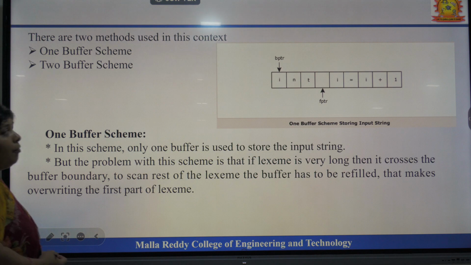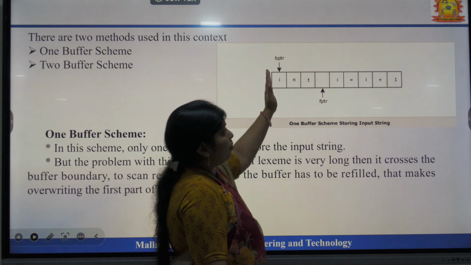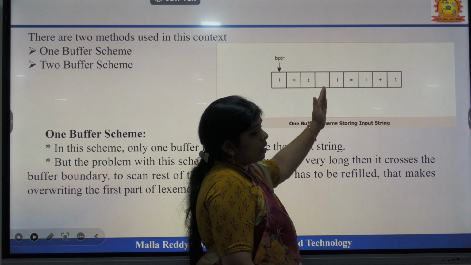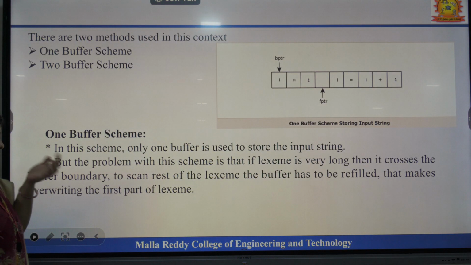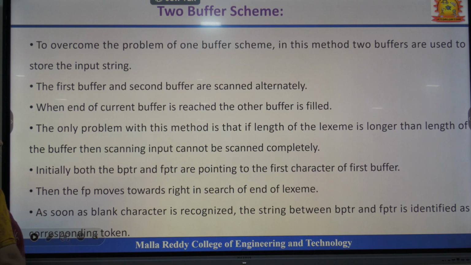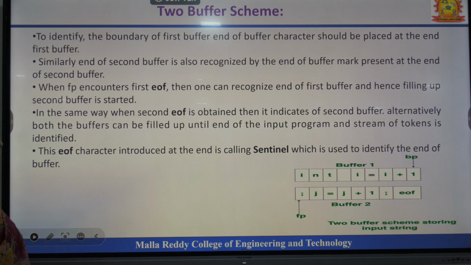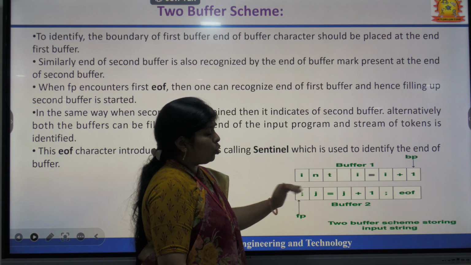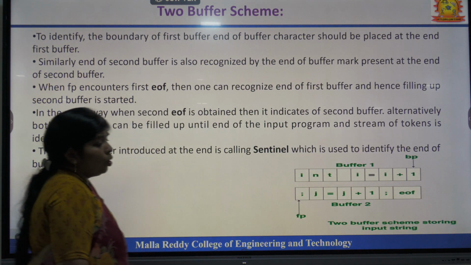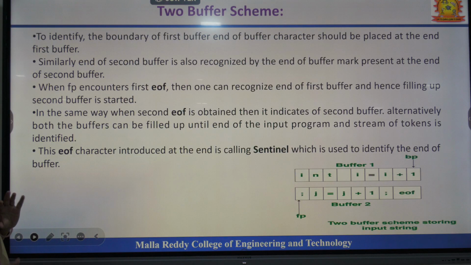Then from that we can identify the lexemes, and those lexemes will be given to the token generator. Suppose the size of the instruction is large, then we can go with the two buffer scheme. Here in the two buffer scheme, after storing the instruction in buffer 1, the remaining statement will be stored in buffer 2. By combining buffer 1 and buffer 2, we can easily identify the lexemes.